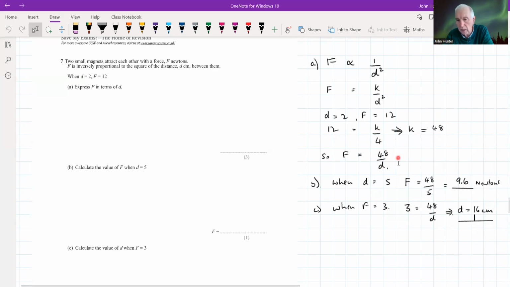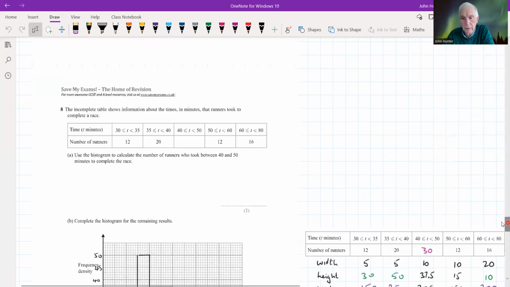So we can rewrite our equation. This is our fully resolved equation: F equals 48 over d squared. Then it says find the value of F when d equals 5. So we just substitute 5 in there. We get F equals 9.6 newtons. We will put the units in there. And when F equals 3, then d equals 4. So we can easily work that out. So that is our proportionality problem.